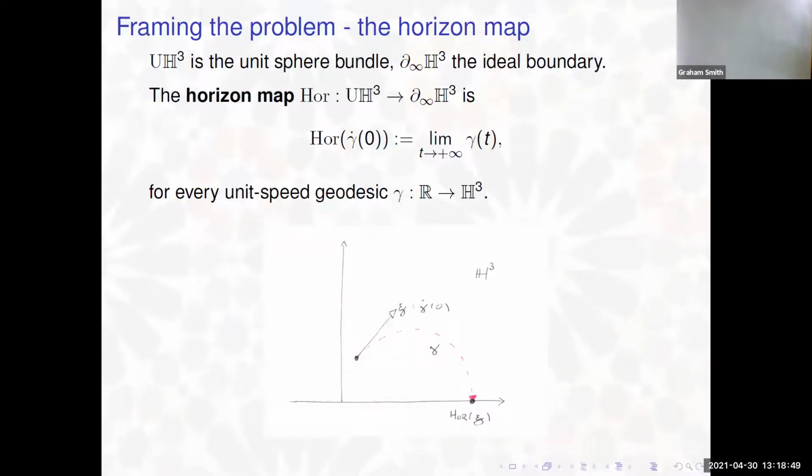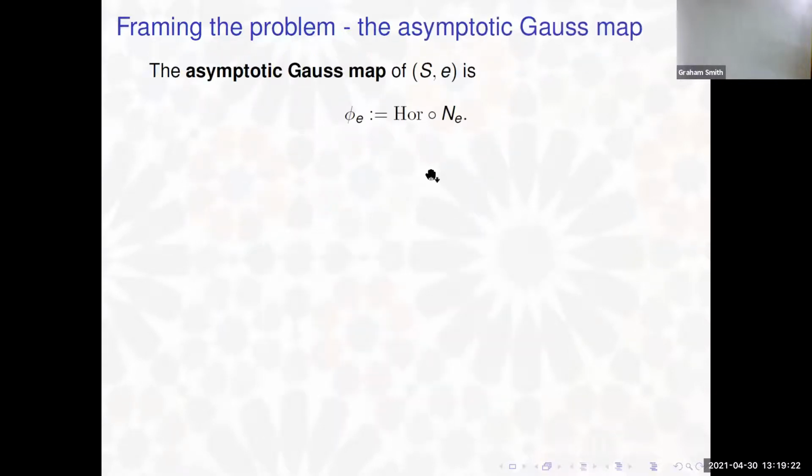So here is a schematic picture of the horizon map. I have my unit vector here, and I have my geodesic leaving my unit vector and landing at this point in the horizontal plane. I'm going to be drawing a lot of figures in the upper half space representation of hyperbolic space, quite simply because it's easier. In actual fact, it would have been better to draw pictures using the unit ball representation of hyperbolic space. So, very well.